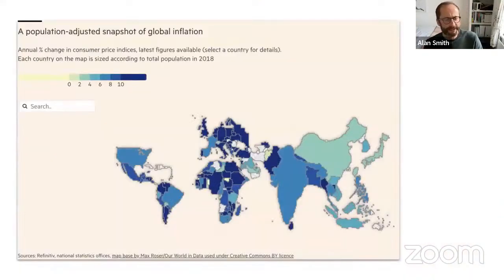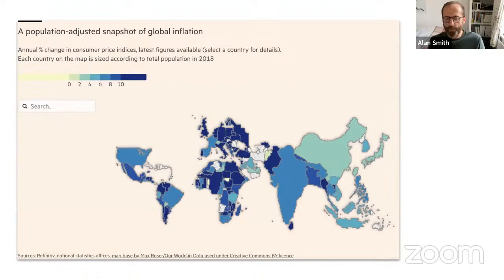This is currently live on the FT website at the moment, part of our visualization of global inflation. And the first thing that people said to me is, Alan, there's something wrong with your map because Russia's not on it. And I said, well, actually, Russia is on it, but this map is adjusted to show population, right? So each area on the map is scaled according to how many people live there. And it's useful in this respect because inflation is something that affects people, not grass, and mountains and land and physical things, right? So there are lots of parts of the world that are relatively uninhabited.